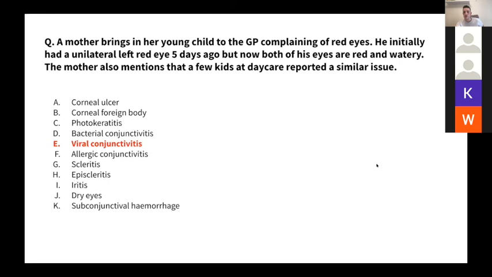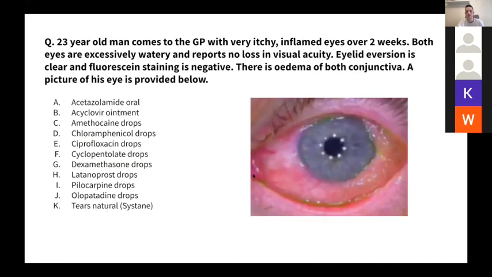Yes, very good. So pretty much everyone has said E. So very good. This is the typical story of viral conjunctivitis starting in one eye and then spreading to the other one, becoming very red and watery. And it's usually in a kid, and other kids have it as well.